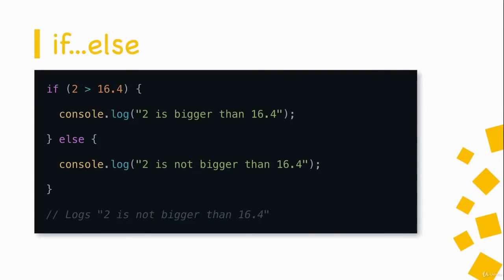But the code inside the else block will be executed, because the else block only gets executed if the condition is false. So if the if block doesn't get executed, you can define some other default code to execute inside the else block. So you can almost read this code as: if 2 is bigger than 16.4, then log to the console 2 is bigger than 16.4, else log to the console 2 is not bigger than 16.4. It's very intuitive and easy to understand. And because the condition 2 is greater than 16.4 is false, the else block ran and we got logged to the console 2 is not bigger than 16.4. And that's how an if-else conditional works.